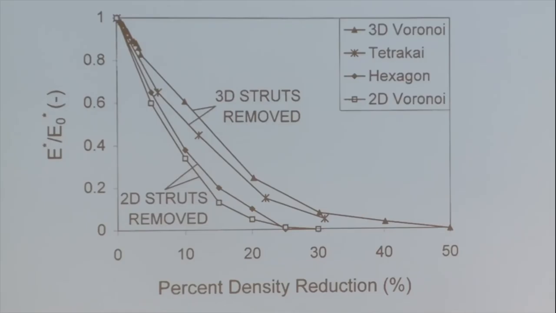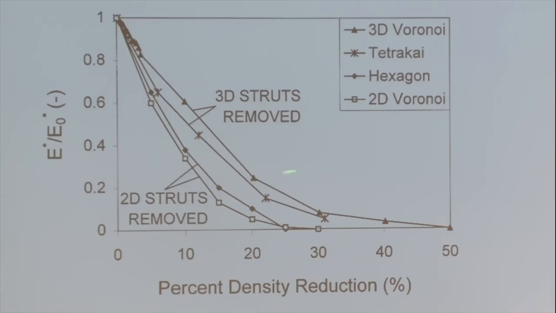And then this is a comparison of the 3D with the 2D for the modulus. We just did the modulus for the 3D structure because it gets computationally more involved. So for the 3D, these two lines here corresponded to removing the struts and the change in the modulus. The little triangles were the 3D Voronoi calculation that we did. The little crosses here were the same calculation done for a tetrakaidecahedron. One of my former students, Ed Guo, did that.